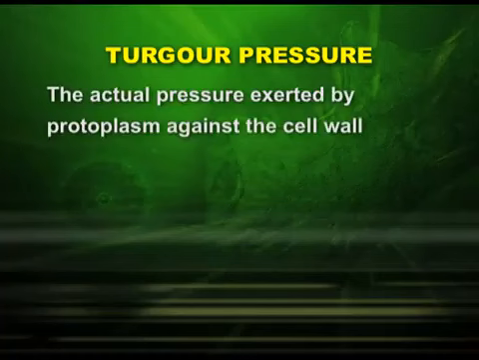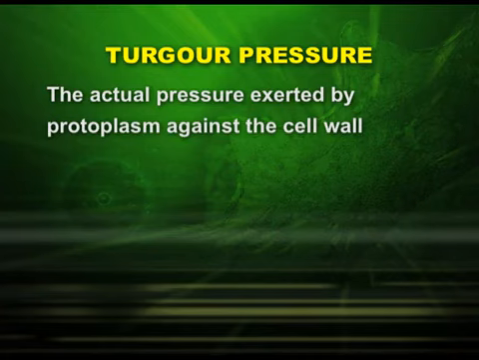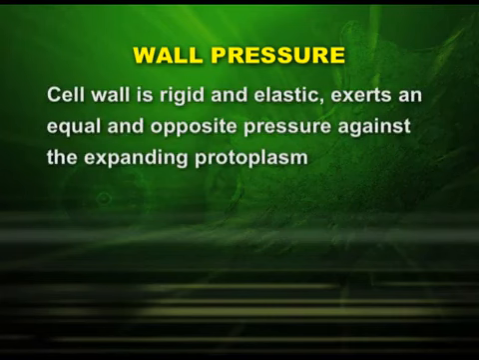There are other terms that are important in plant-water relations. They are turgor pressure, defined as the actual pressure exerted by protoplasm against the cell wall. The second, the wall pressure. The cell wall is elastic. It exerts an equal and opposite pressure against the expanding protoplasm.